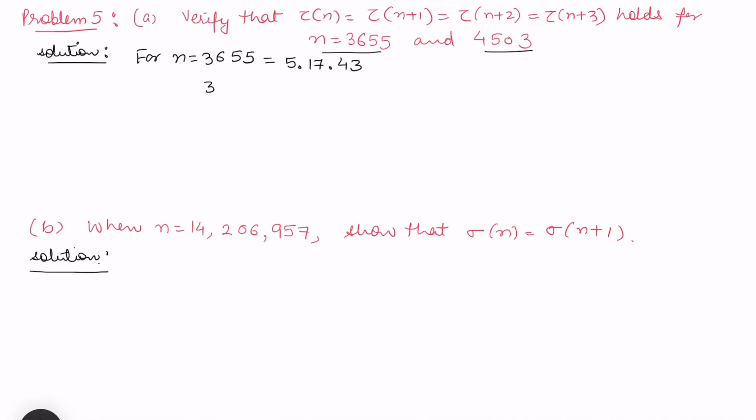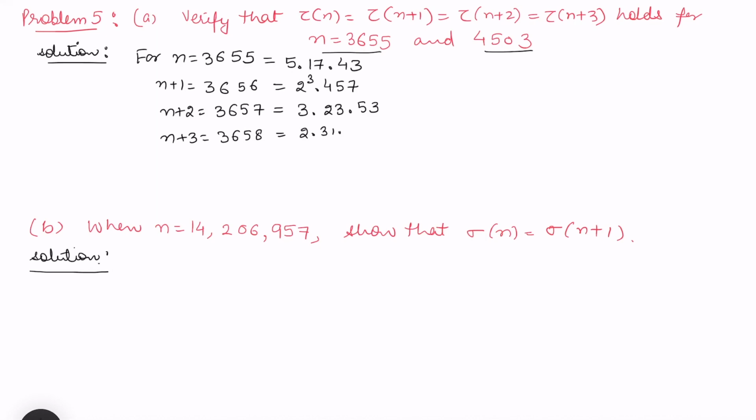And then we want to find out what n plus 1 is. So n plus 1 will be 3656. So this quantity would be 2 to the power 3 into 457. Here I am writing the prime factorization, and I'm sure you know how to write the prime factorization. So 3657 is 3 into 23 into 53, and then we have 3658, that's my next quantity, n plus 3. So this quantity is 2 into 31 into 59. Now we want to write here tau n. What is tau n by definition?